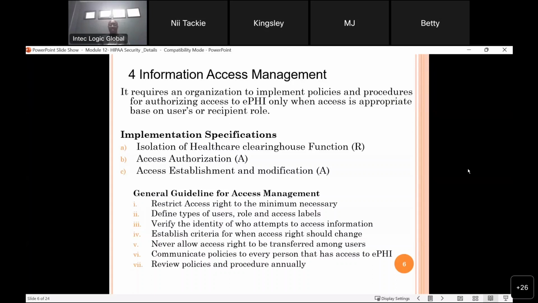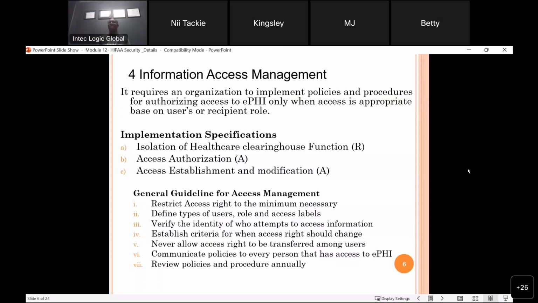Never allow access rights to be transferred among users. It's never done. There was this report that a nurse called. They said, I can't go into this, I've forgotten the password. We asked the nurse, how come? It's something that you've been using. Why don't you reset your password? Then she said, no, it doesn't belong to me. It's this doctor. So he gave it to me to log in and to work on his behalf. It's a no-go area.